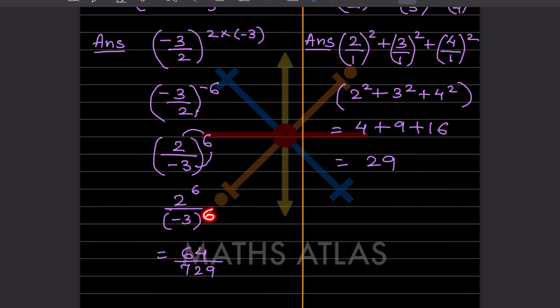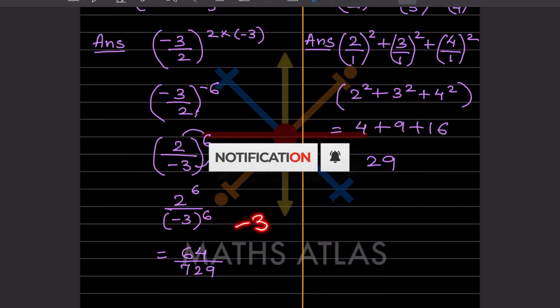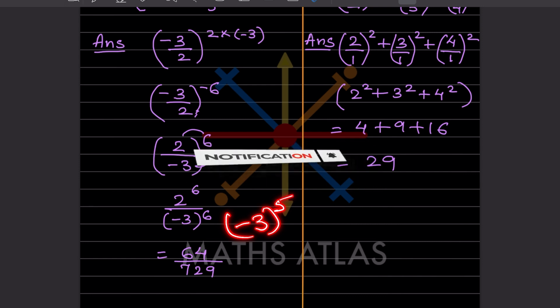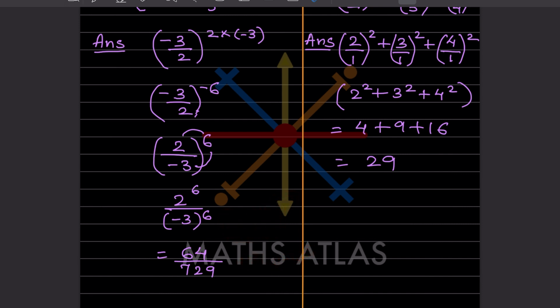Whenever you have an even exponent, you don't have to think about the negative sign, it is going to be positive. If it was 5 or some odd number, the answer would always be negative. So 2 raised to 6 means you multiply 2 six times, that will be 64, and minus 3 multiplied 6 times is going to be 729.